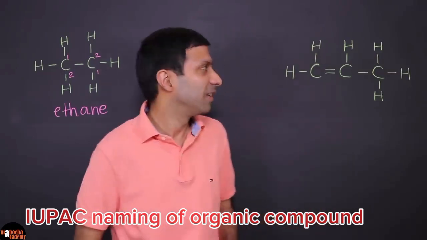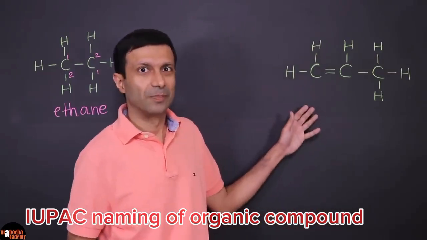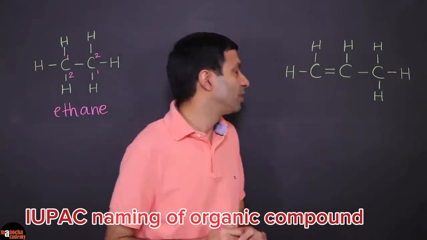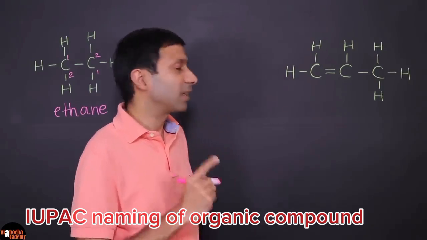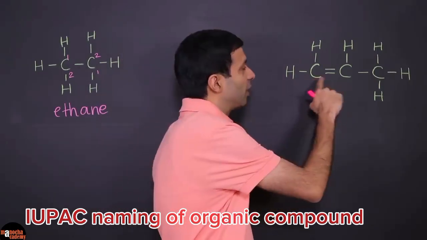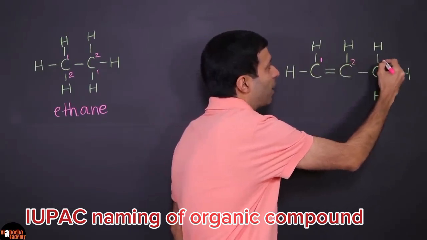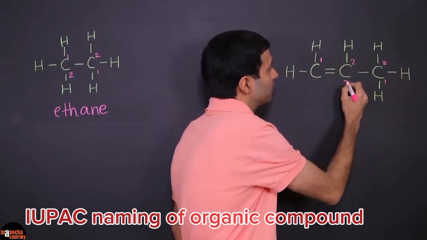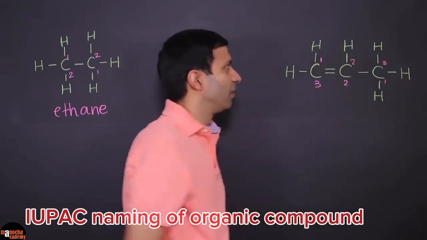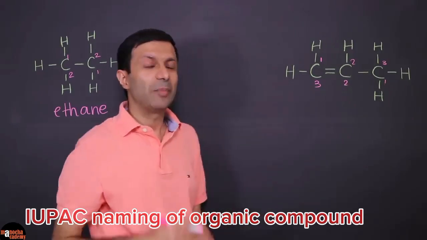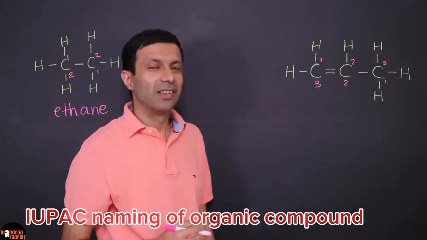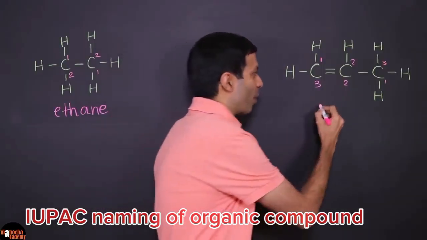Now let's go ahead and take a look at this example. So let's apply the same rules. We are going to find the longest continuous carbon chain, which is these 3 carbons, and we'll number it forward and backwards. So 3 carbons means the name is going to start with prop.